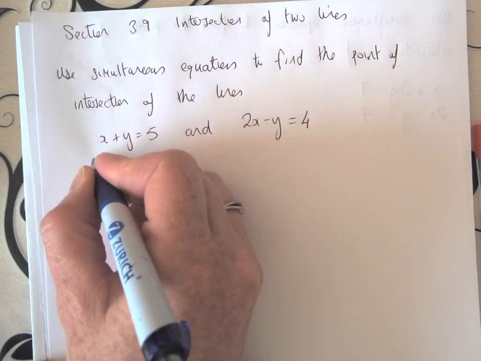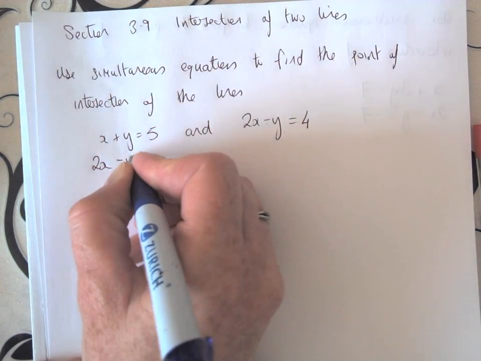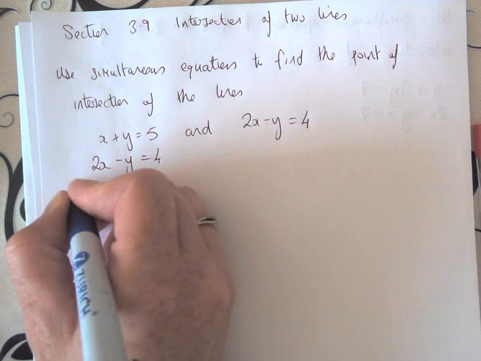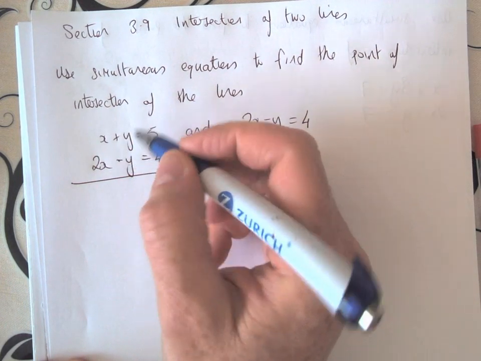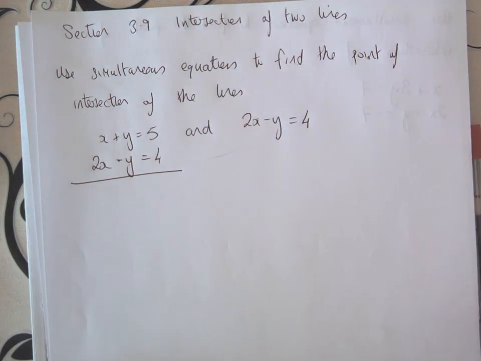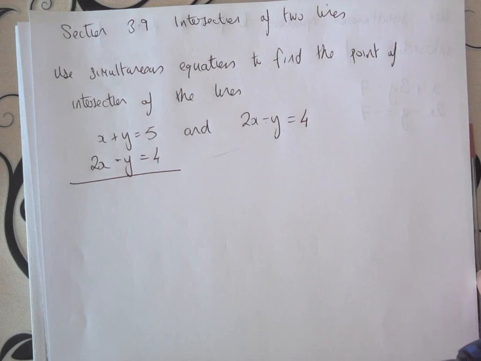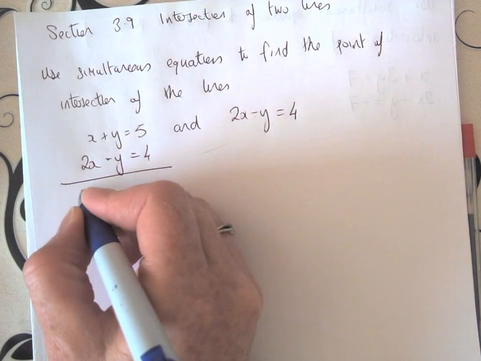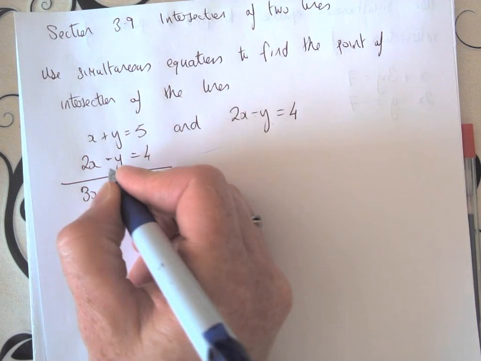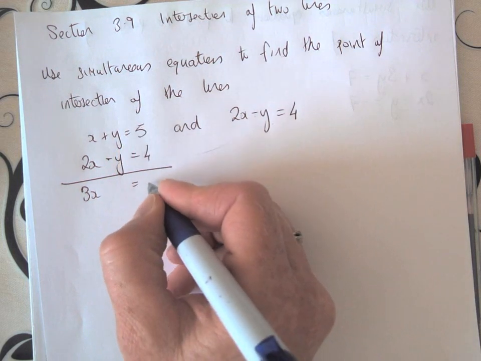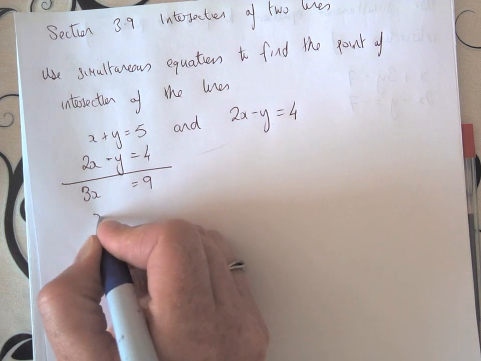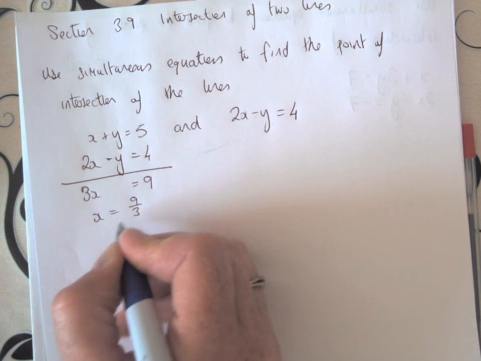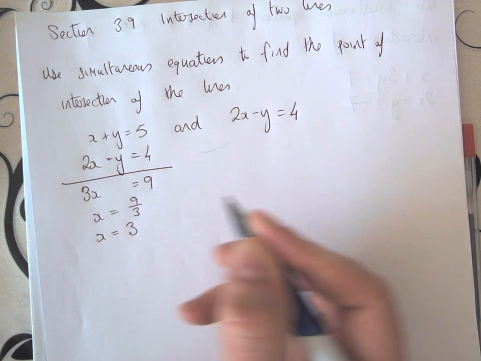So if I bring this over and write it underneath, I have a plus y and a minus y, so if I add them together, they'll be gone. Alright, so x plus 2y is 3y, y take away y is gone, and 5 plus 4 is 9. So then x is equal to 9 over 3, so x is equal to 3.